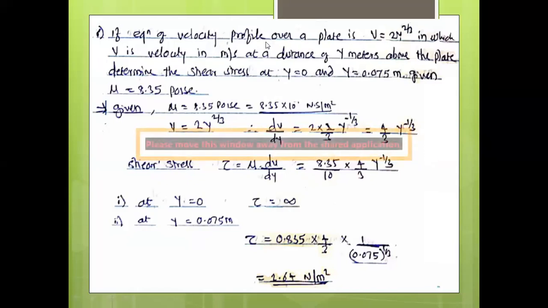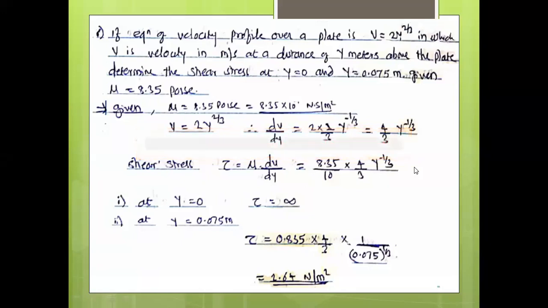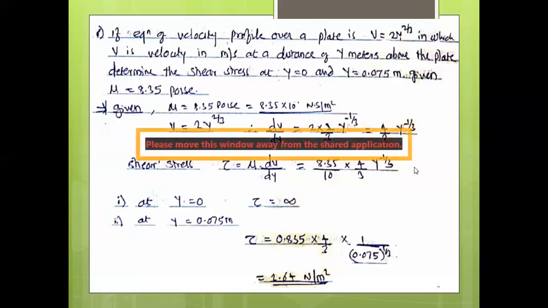If the equation of velocity profile over a plate is V equal to 2 into y raised to 2 by 3, in which V is the velocity in meter per second at a distance of y meters above the plate.